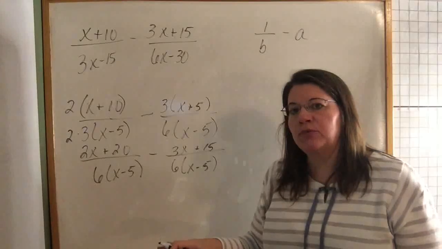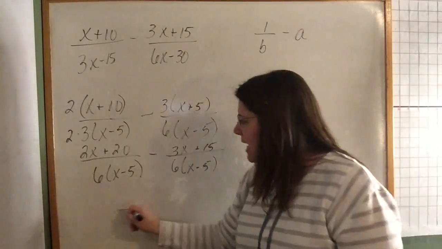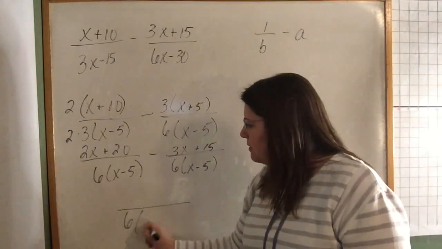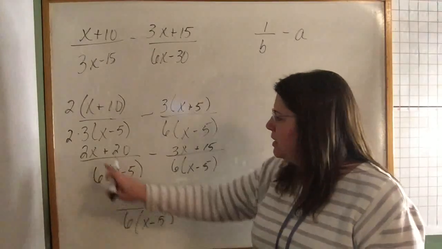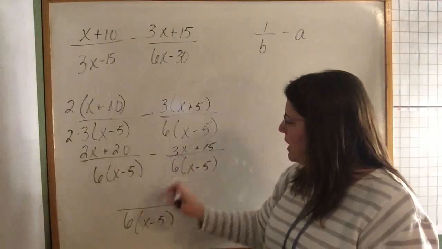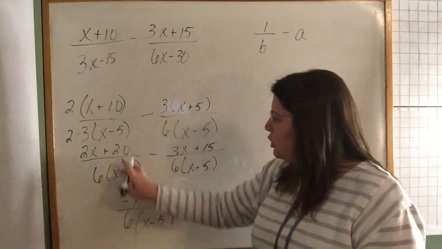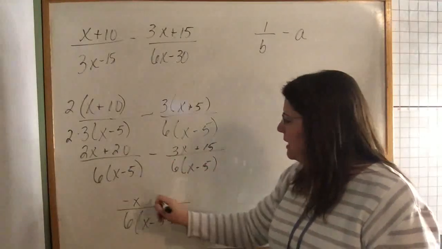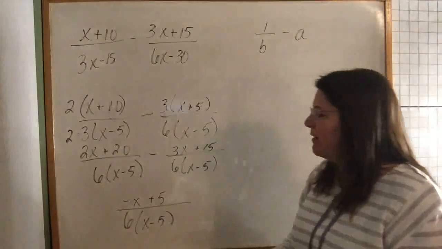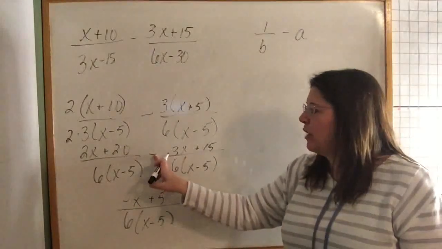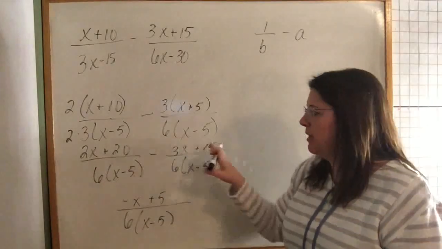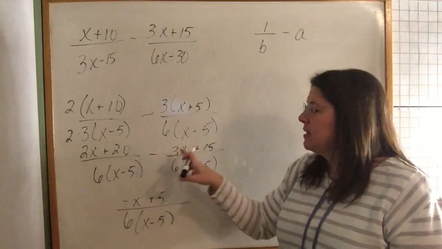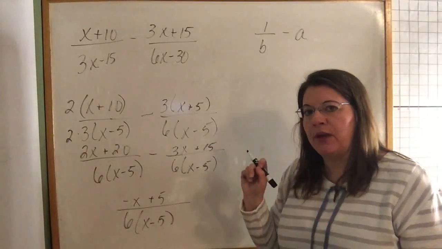Then I'm going to subtract my fractions. To do that, I keep the denominator the same, 6 times x minus 5. And then on top, 2x minus 3x is negative x. 20 minus 15 is positive 5. Make sure that you're subtracting both of these terms. It's very tempting to do 20 plus 15, but that minus does distribute among both terms there.